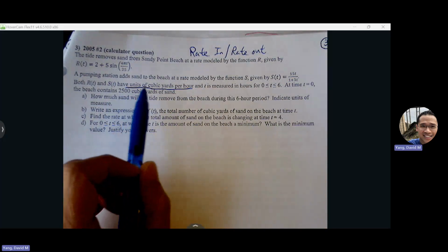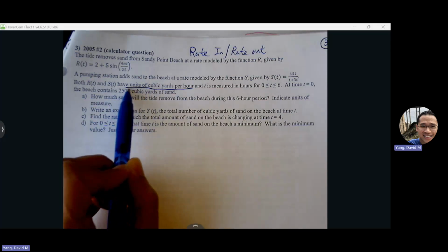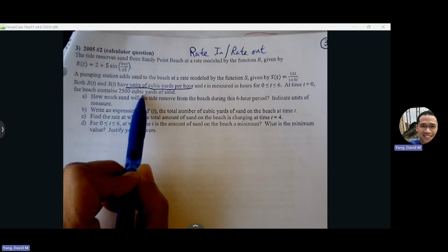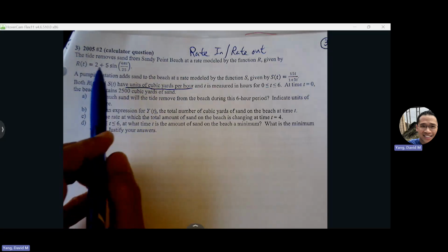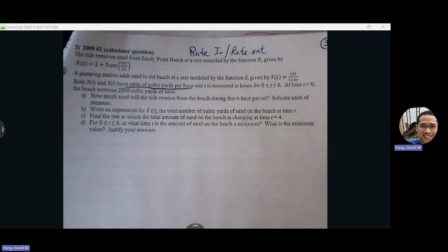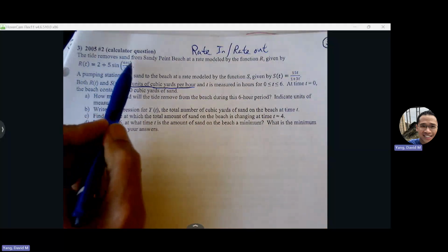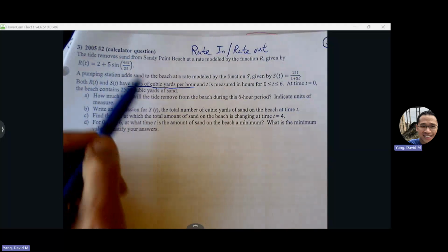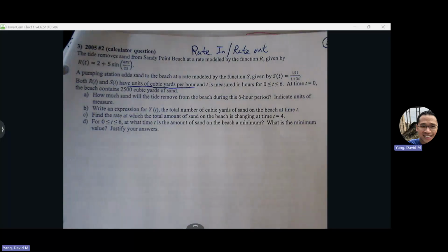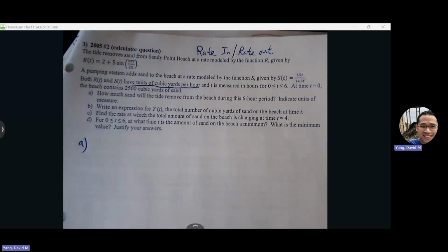So just to kind of spell out what's happening here. We have this amount of sand that begins on the beach. And then we have S of t, which is a pumping station that is adding sand to the beach, well, the rate at which sand is being added, but then the tide is also removing sand from the beach at a different rate. So we have 3 things that we're kind of keeping track of as we move through our problem. So part A, how much sand will the tide remove from the beach during the 6-hour period?